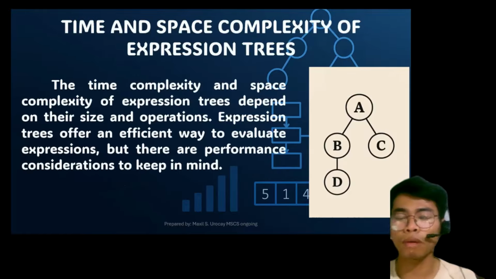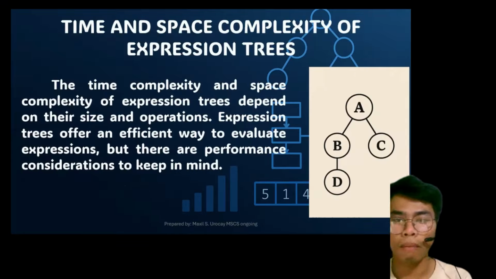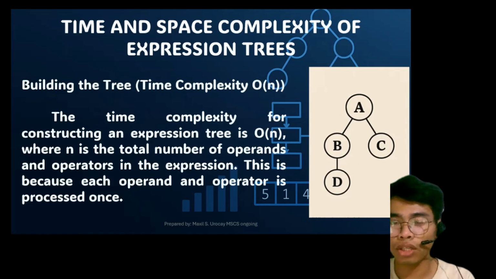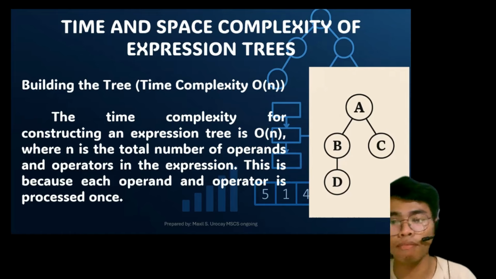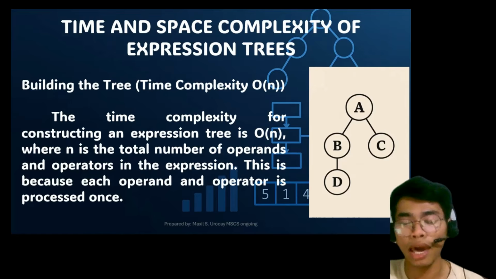And the time complexity and space complexity for this one will depend on the size and operations as well. Expression trees offer an efficient way to evaluate expressions, but there are performance considerations that we have to keep in mind. For example, for building the tree, the time complexity will be linear because there will be allocations as we begin to allocate specific operands and operators accordingly. So the time complexity will be linear time, O(n), wherein n is the total number of operands and operators in the expression. This is because each operand and operator is processed once. As I have mentioned, we are allocating every process.